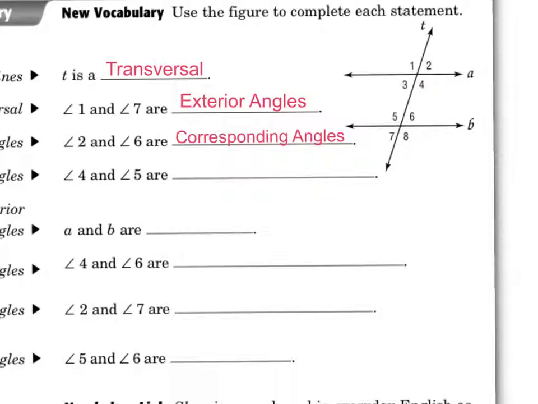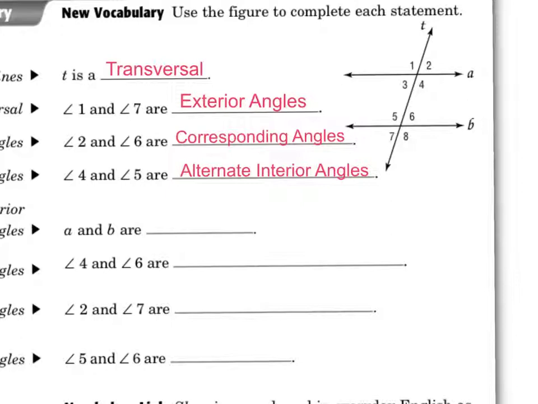Next we have angle 4 and angle 5. What they are, alternate interior angles. And what they are is they're both angles that are inside the parallel lines, and they're alternating because one's on the right and one's on the left. Or if we had them sideways, one's top, one's bottom. But they're both alternate interior angles.